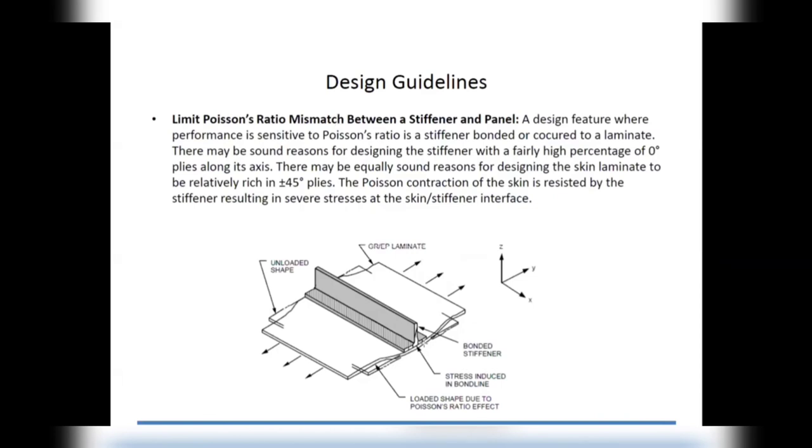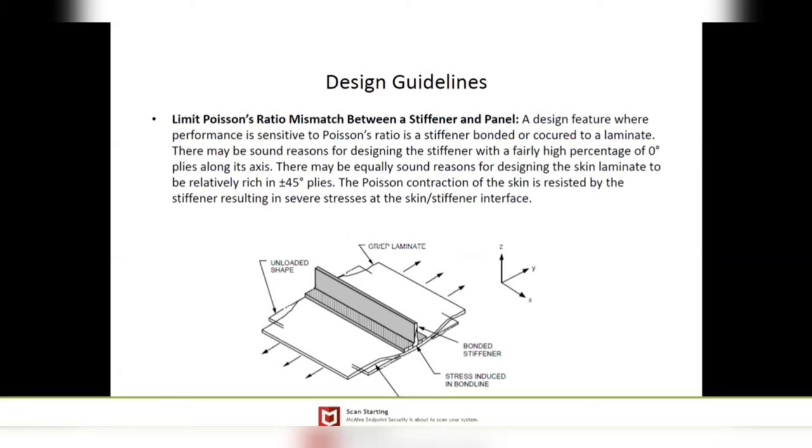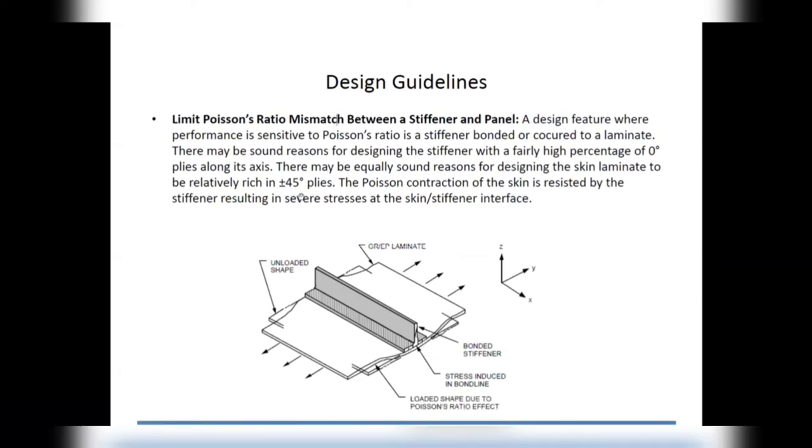It's also very important to limit the stresses. You want to reduce the stresses between 2 materials because that can cause significant concerns. So limit the Poisson ratio mismatch between a stiffener and panel. That's exactly what you want to do. A design feature where the Poisson ratio can get involved is a stiffener bonded to a core, or co-cured to a laminate.